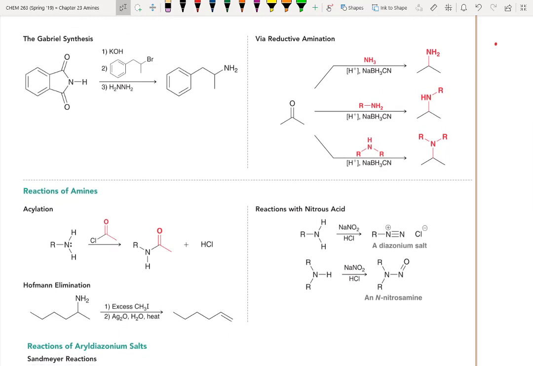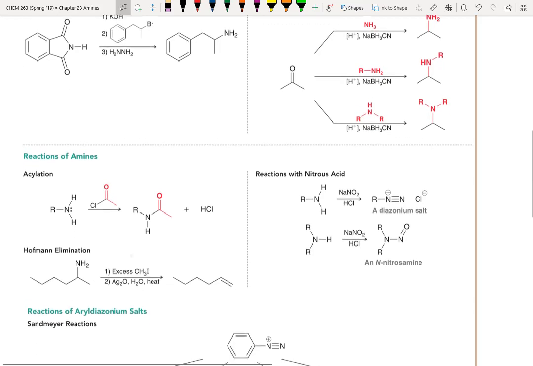What's the big cool thing with reductive amination? Why is that so useful? Does anybody remember? We can make primary, secondary, we can make really any amine we want with reductive amination. With the Gabriel synthesis and the other ones, we're somewhat limited. So it's a lot more versatile.